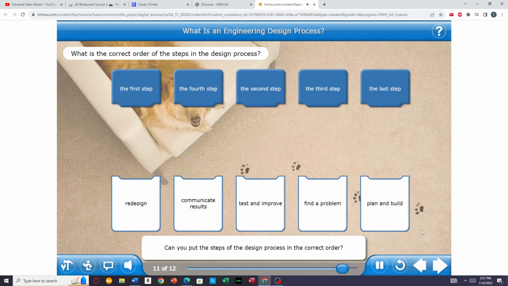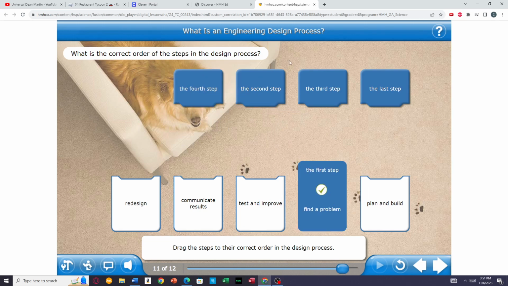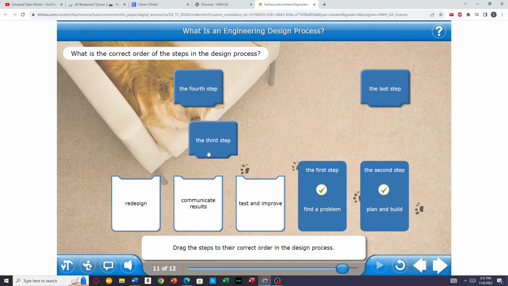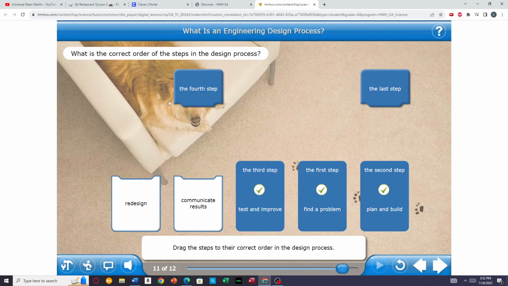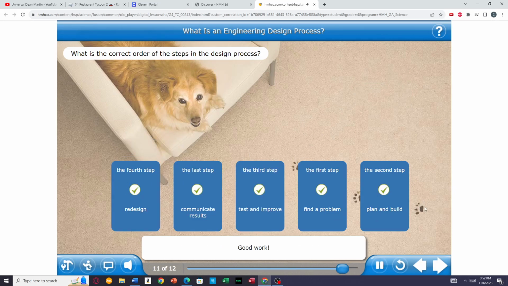Can you put the steps of the design process in the correct order? Drag the steps to their correct order in the design process. Good work! You know the correct order of the steps in the design process. First, you find a problem, then you plan and build a solution, then test and improve your solution, then redesign, if necessary, and finally communicate the results.